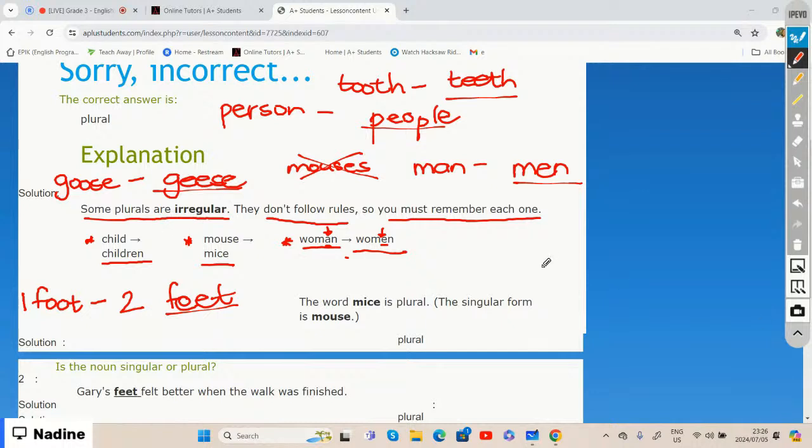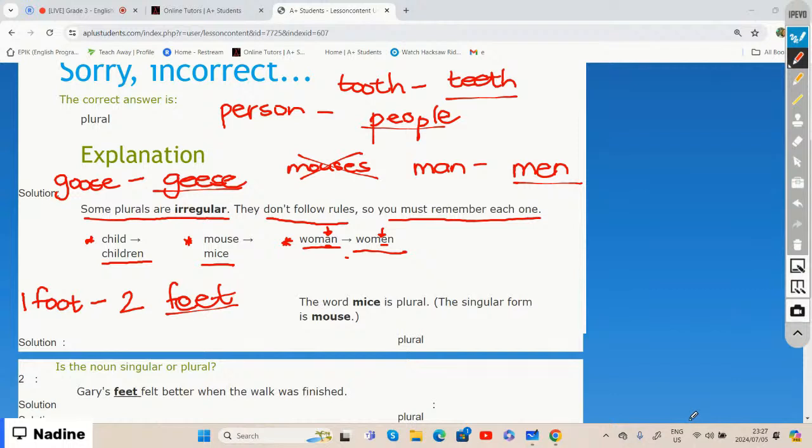All right. So once again, one person changes to lots of people. Tooth, teeth, one man, two men, one goose, six geese, one foot, two feet, one mouse, ten mice, one child, twenty children, one woman, three women, for example, right? So those are examples of irregular plural nouns.